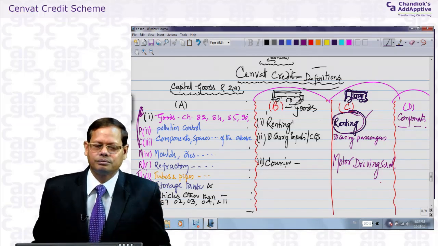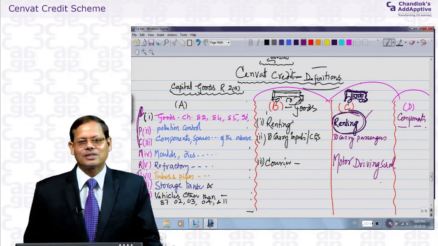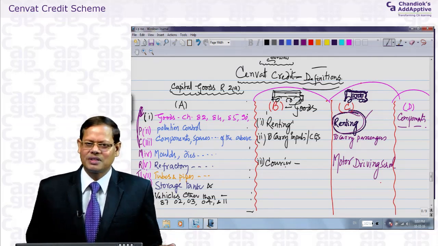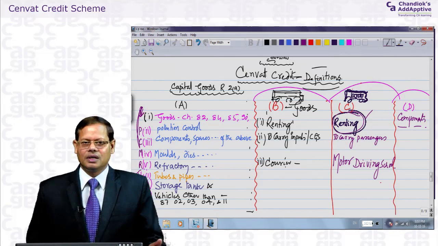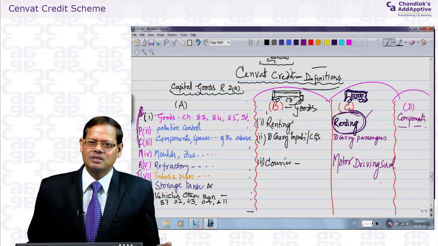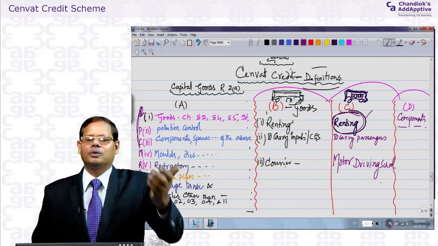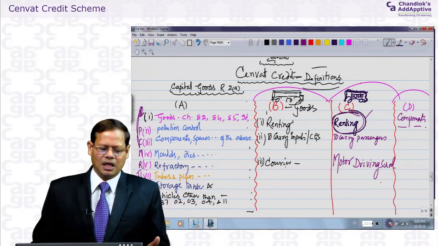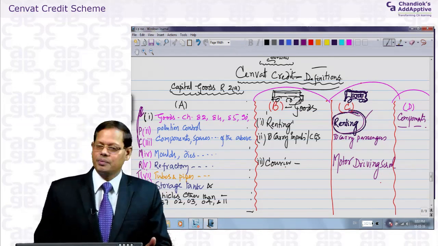82, 84, 85, 90, 68, 04, 68, 05, and 86, 06, 92. I have also done it and you have to do it. No escape because there is no open book system. So, CPC, P means pollution control equipment, again C means components, spares, etc. of the above. First three over, CPC is over.